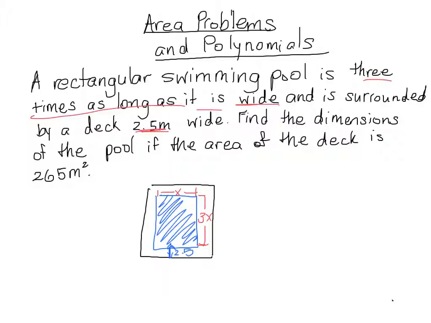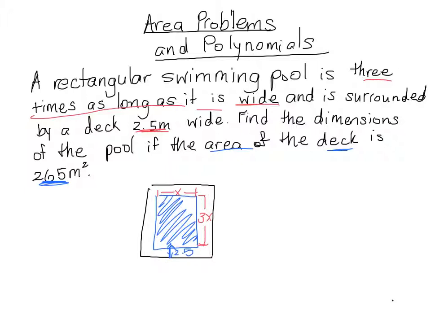All right, so now what do we do? Well, we know that the area of the deck is 265 meters squared. So that part that's not shaded, I'll point to that. This part here, the area is 265 meters squared.